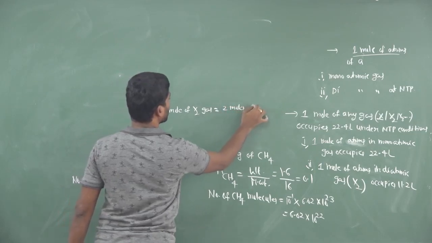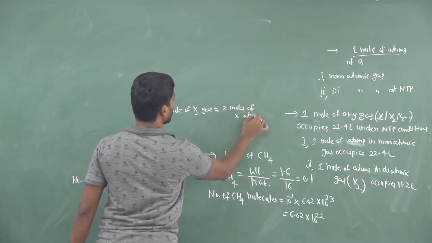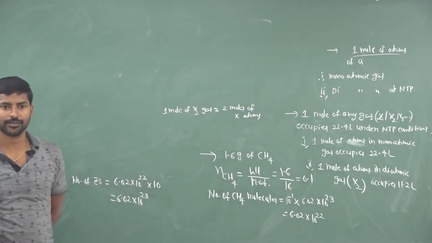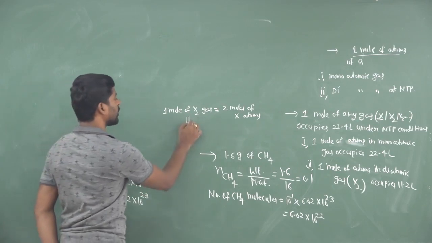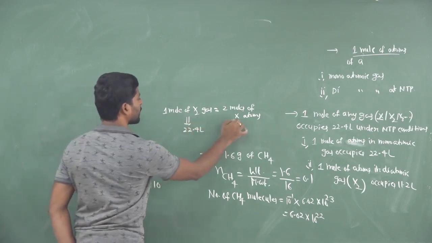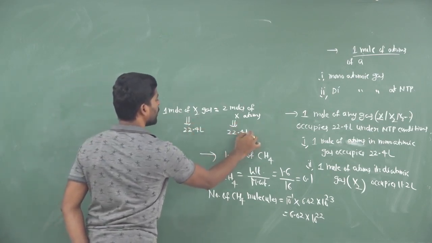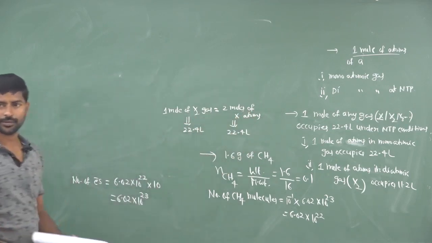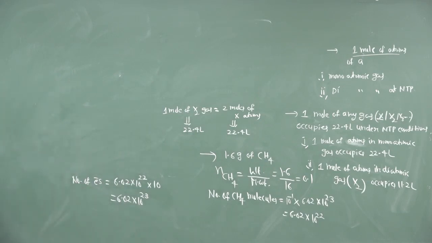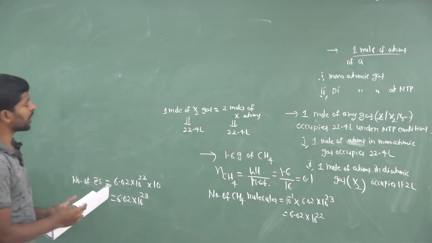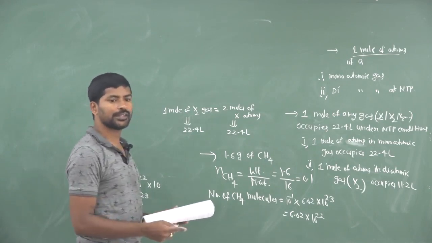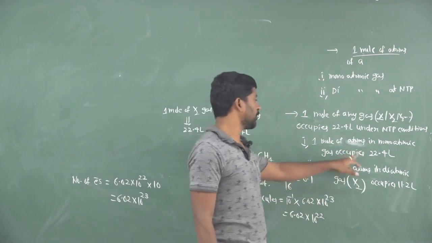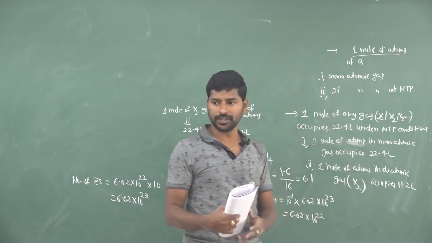Since 1 mole of X2 gas is nothing but 2 moles of X atoms, and 1 mole of X2 gas occupies 22.4 liters, that means 2 moles of X atoms occupy 22.4 liters. Then 1 mole of X atoms occupies 11.2 liters. If you take triatomic gas, what do we get? 22.4 by 3. 1 mole of atoms in triatomic gas occupies 22.4 by 3 liters under NTP conditions.